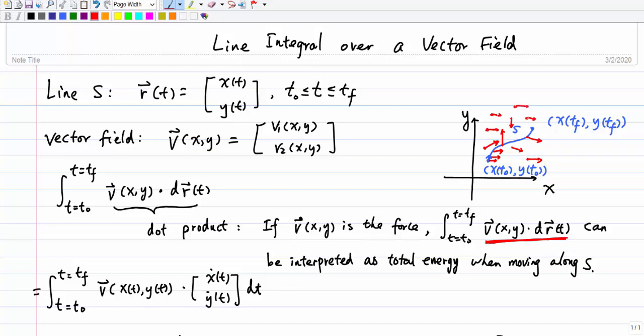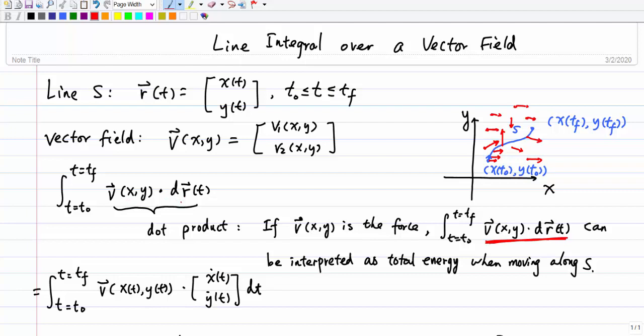So the line integral over the vector field is defined as the integration of v, this is still the v, dot product with dr sub t. This is a short change, which means this is an integration of the vector field and a short change of my vector or the line. Okay, I integrate from t0 to tf. So pay attention here, this must be a dot product, because otherwise we cannot do a regular product since they are all vectors.